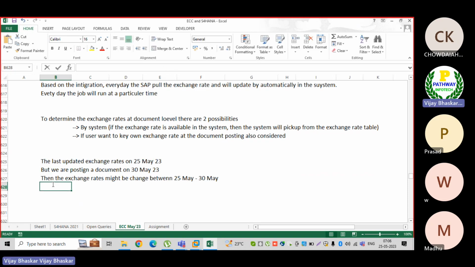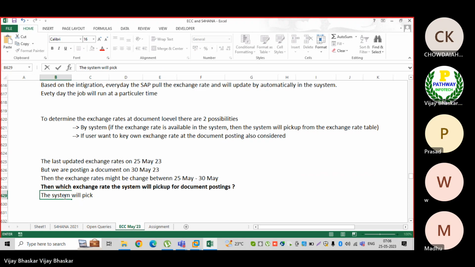Then the question will be, which exchange rate will the system pick up for document postings? Now, the system will pick up the latest exchange rate, the latest exchange rates from the system.